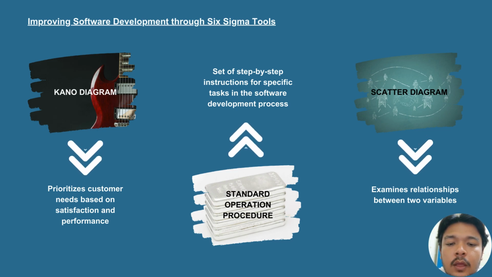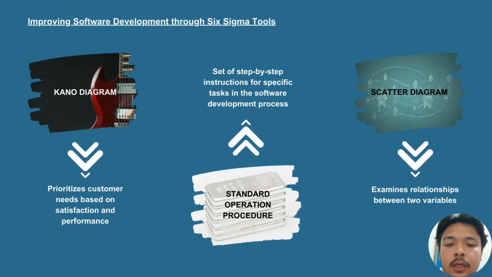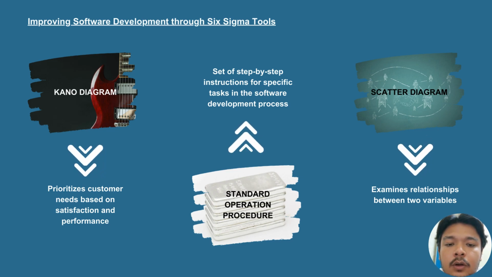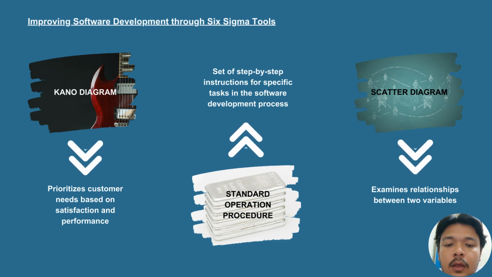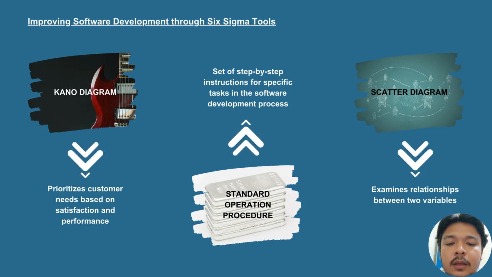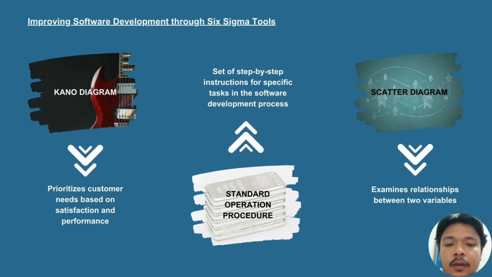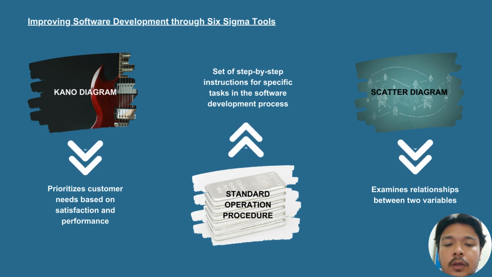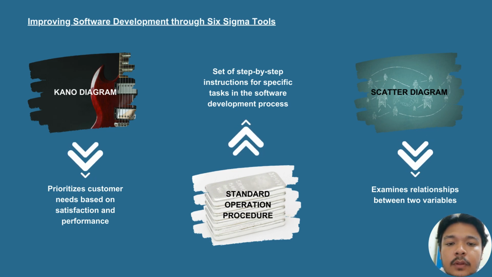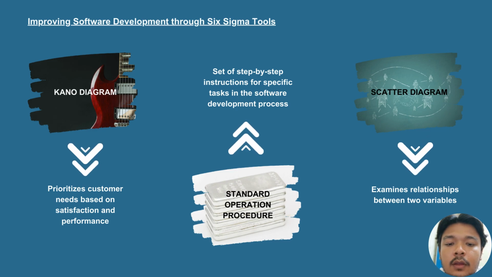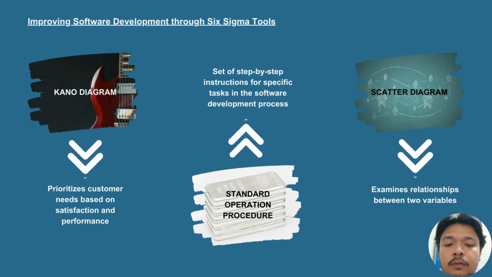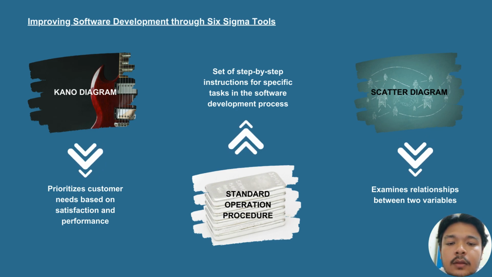As you know, every company wants to improve their system to get a more profitable amount of money. So, our company wants the same thing. So, we use 3 tools of Six Sigma in our improve phase and control phase. In our improve phase, we have Kano diagram and scatter diagram. And in our control phase, we have SOP. I will explain to you in the next slide for Kano, scatter and SOP.